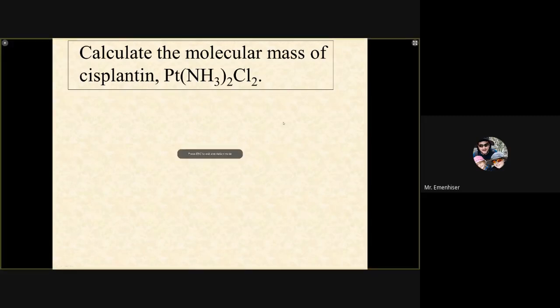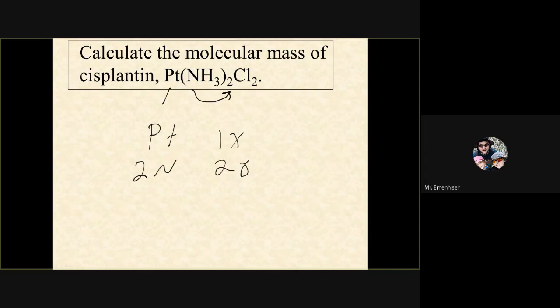This is the most important part of this example, our inventory. If you look at that, that's 1 platinum. So we're going to do 1 times the weight of platinum. And then look at this. This is 2 nitrogens. There's 2 NH3s. So it's 2 times 14.01, the mass of nitrogen. Then we got 6 hydrogens. There's 3 in each of them, and there's 2 groups. So that's 6 times 1.008.